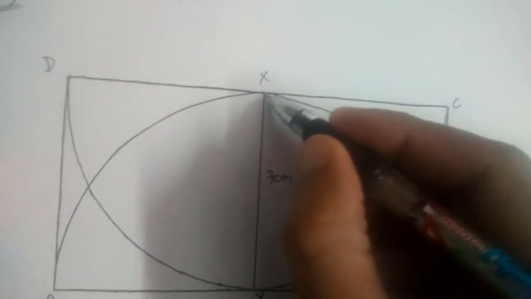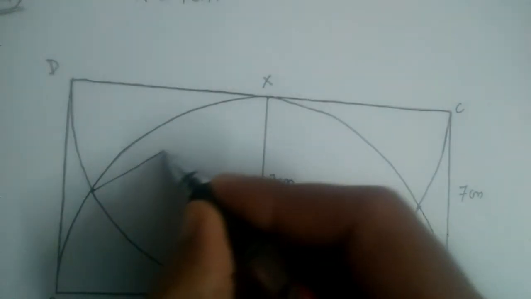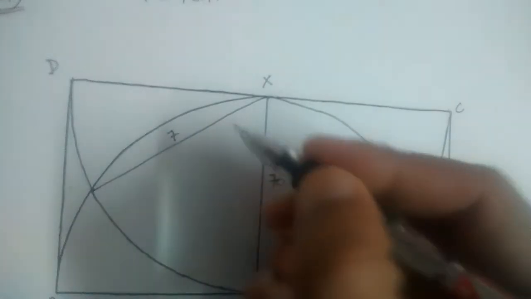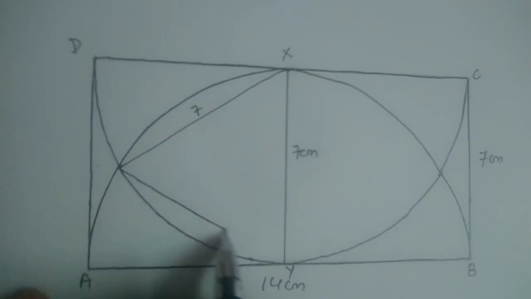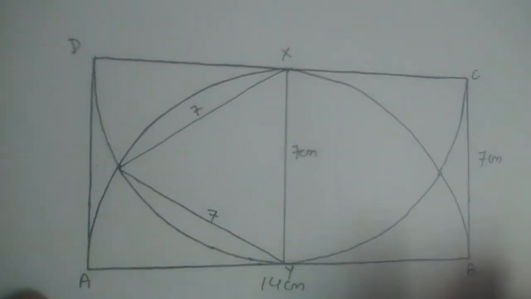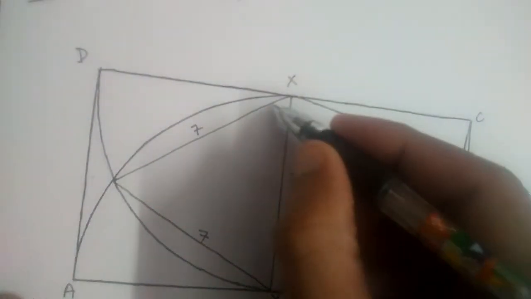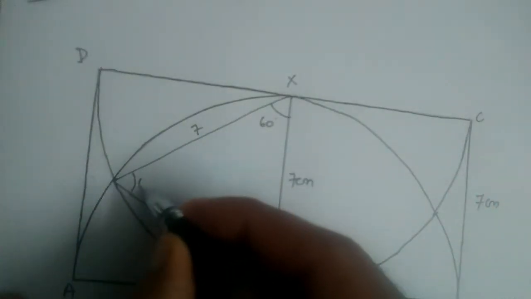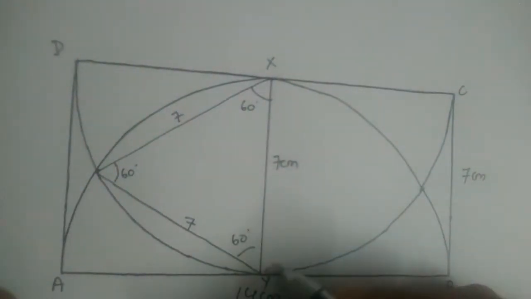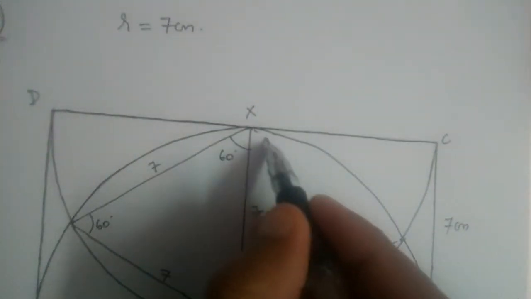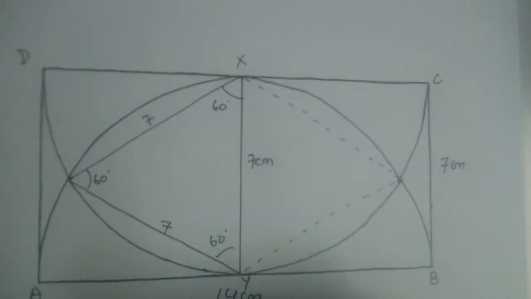Now the radius of this semicircle will also be equal to 7. So if I join this point to X, this is 7 because this is the radius. And let me join this also. This will also be equal to 7 centimeters. Three sides are equal, hence it is an equilateral triangle. We know angles will be 60 degrees, right? Like this we'll have one more equilateral triangle here, so we'll have two equilateral triangles.